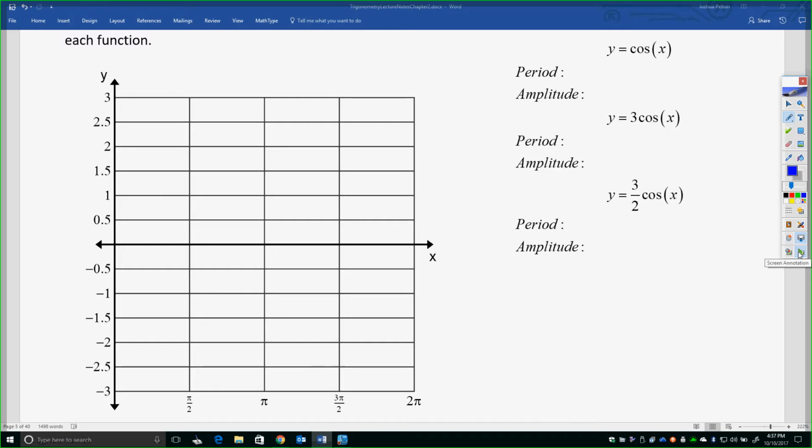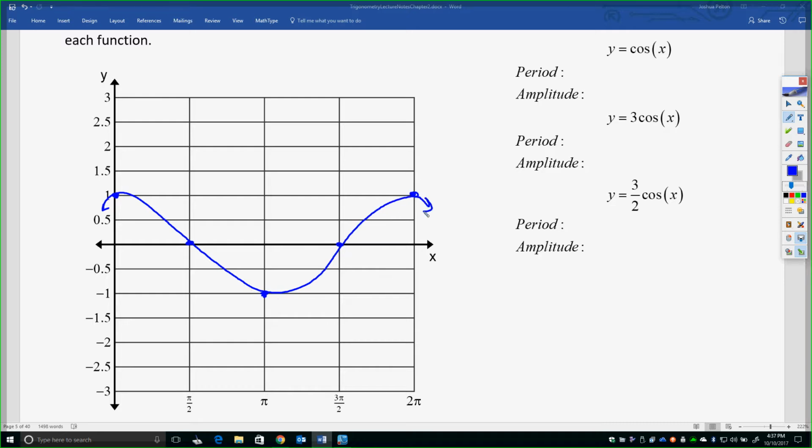Okay, next page we're going to do cosine. So cosine starts at 1 and ends at 1. Halfway between it's at -1. Halfway between those it's at 0. And again, you can check your unit circle to verify.